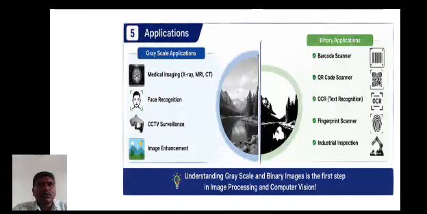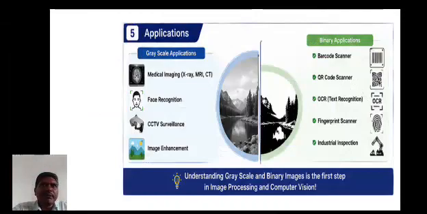Next, let's look at where these image formats are used in real life. Grayscale images are widely used in medical imaging, where doctors analyze X-rays, MRI scans, and CT scans, because different shades of gray provide more detailed information. They are also used in face recognition systems, CCTV surveillance, and image enhancement techniques.